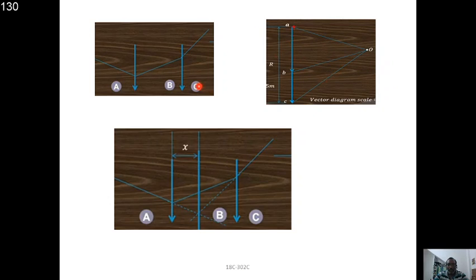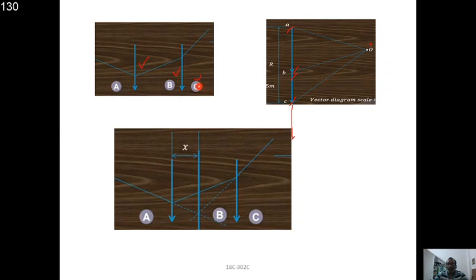So this AB length is equal to the A length, that is 30 mm, and BC length is equal to the B length, that is 40 mm. Similarly, you can also draw the CD length, that is equivalent to the C value, 25 mm.